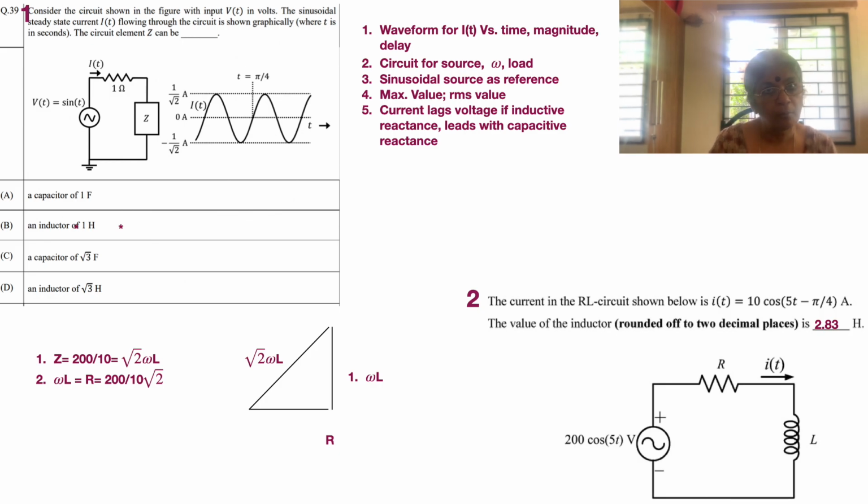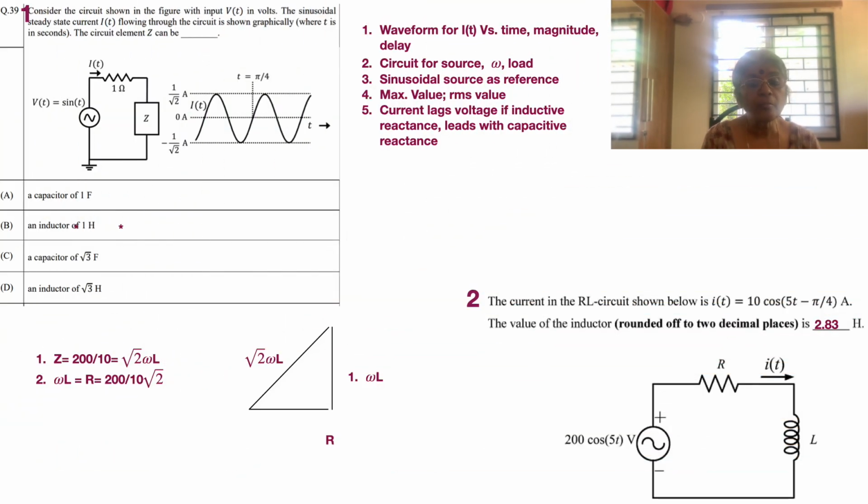Now let's read the problem and then analyze it. Consider a circuit shown in the figure with input Vt equal to sin t in volts. The sinusoidal steady state current It flows through the circuit, shown graphically, when t is in seconds. The circuit element Z can be. So what all do we need to look at? First of course, as I said earlier, what is the waveform? The waveform reveals many things. For instance, what is the maximum value? The maximum value of the current is equal to 1 by root 2, and the maximum value of the voltage is equal to 1. So what's the impedance? 1 by root 2, or root 2.